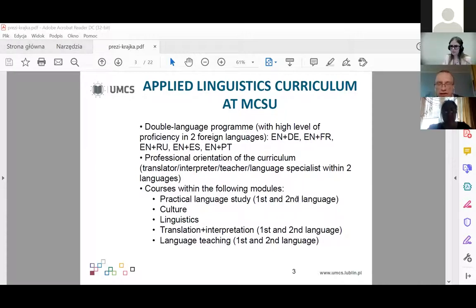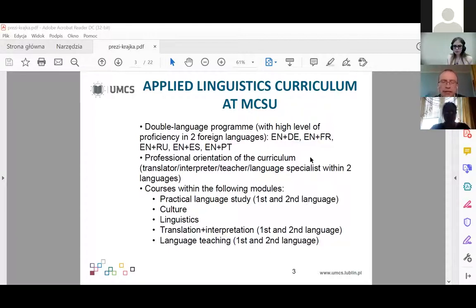Applied linguistics means different things for different people across the world. In Poland, applied linguistics, stosowana lingwistyka, or something like this in Russian, means a double language program with a high level of proficiency in two languages, with a very practical orientation of the curriculum, oriented at translator, interpreter, teacher training within the two languages, with mainly practical courses, practical language teaching courses, practical language study, and translation and interpretation courses, with a minimal role of culture, linguistics, pretty much almost nothing as far as literature is concerned, which are characteristic of philology departments.